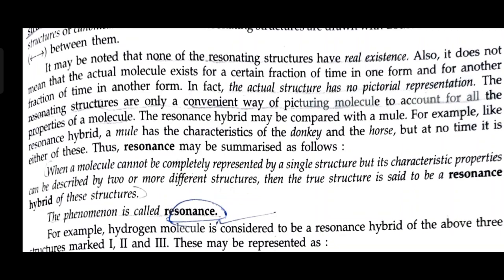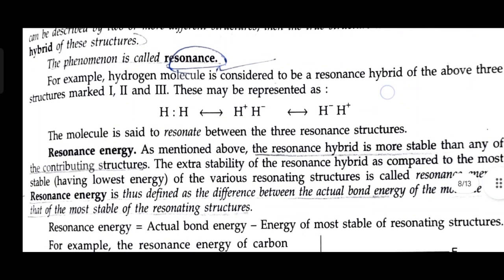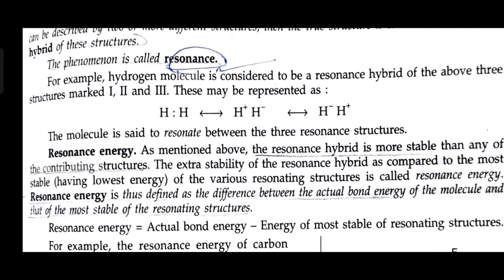Thus, resonance may be summarized as follows. When a molecule cannot be completely represented by a single structure, but its characteristic properties can be described by two or more different structures, then the true structure is said to be a resonance hybrid of these structures. The phenomenon is called resonance. For example, hydrogen molecule is considered to be a resonance hybrid of the above three structures marked 1, 2 and 3. The molecule is said to resonate between the three resonance structures.